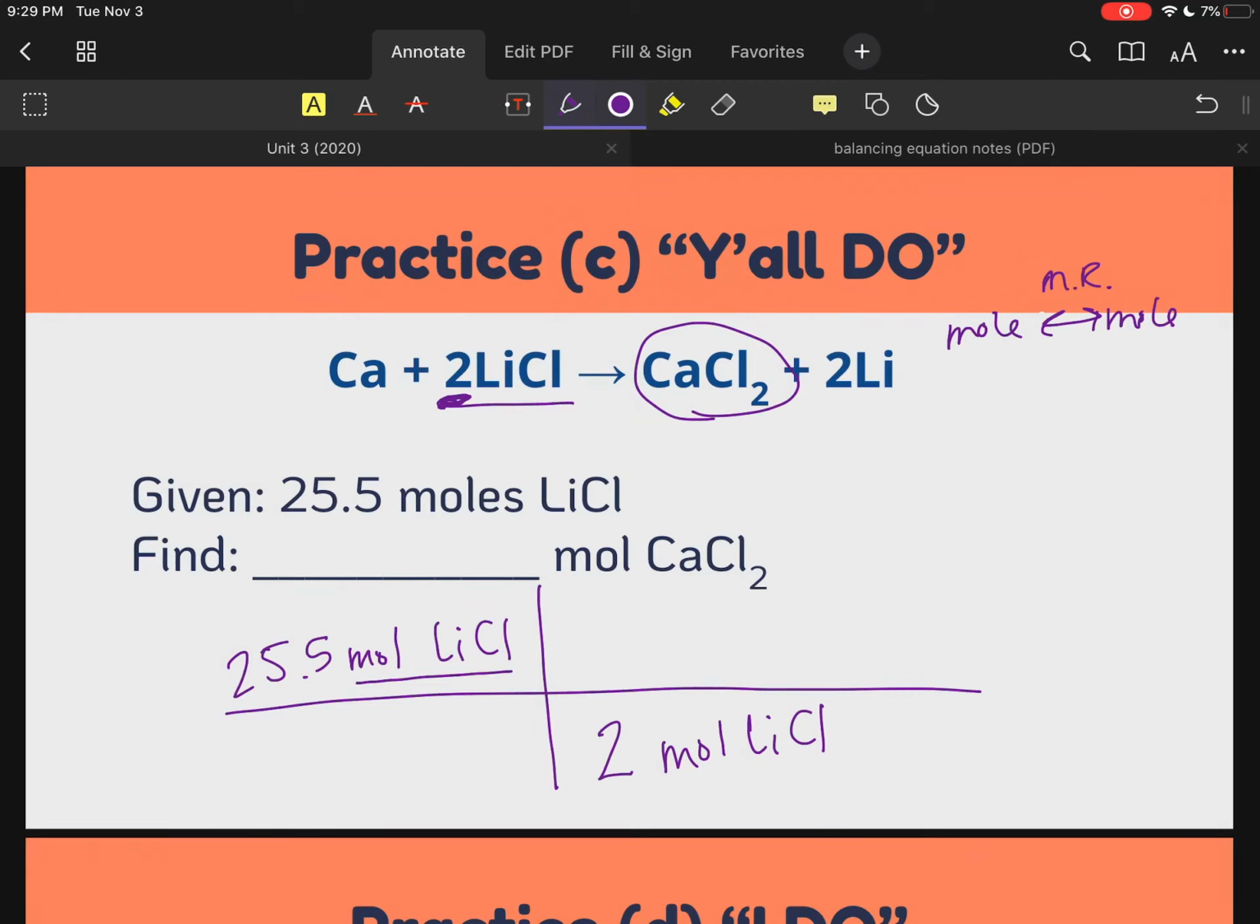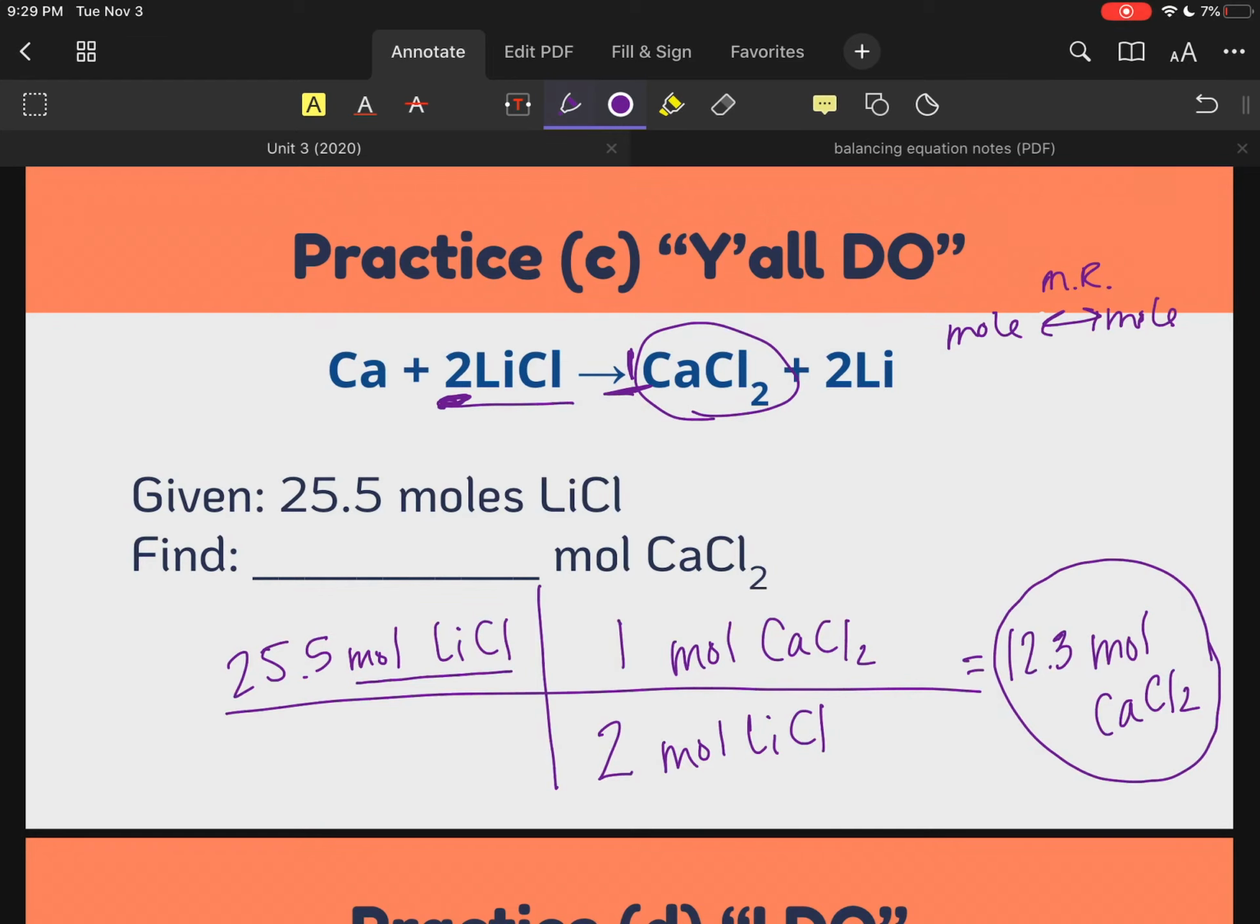This is my mole ratio, so I'm going to look at my coefficients. I have 2. Remember, I'm looking for calcium chloride, so that's going to go on top. And calcium chloride, there's just an invisible 1. So when I multiply the top, divide by the bottom, I end up with 12.3 moles calcium chloride, because remember, my moles of lithium chloride have canceled out.